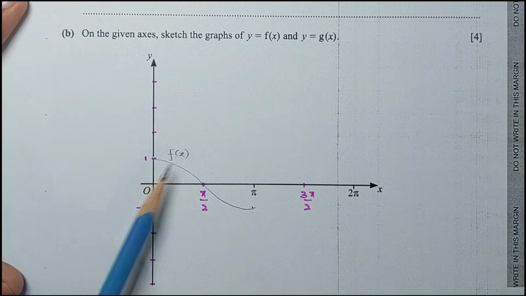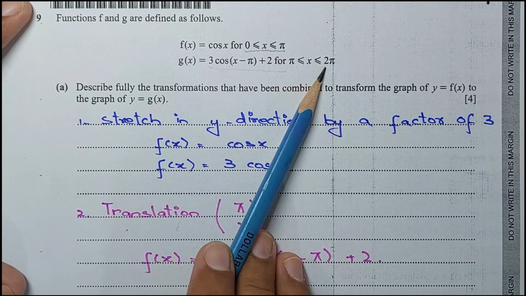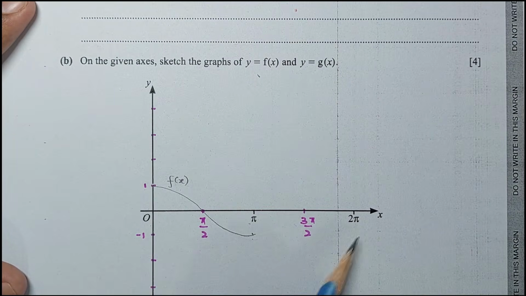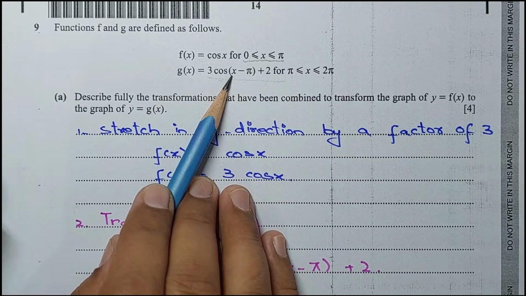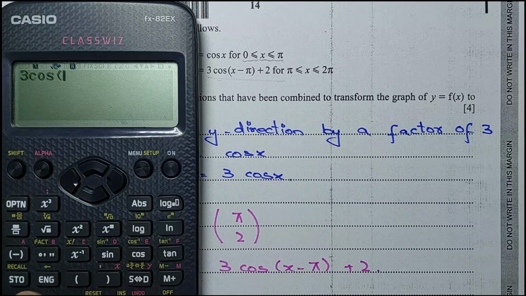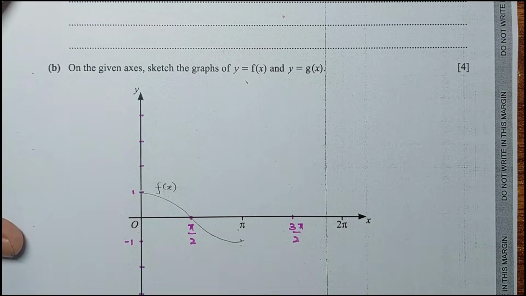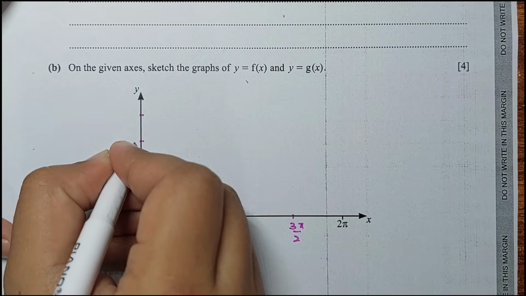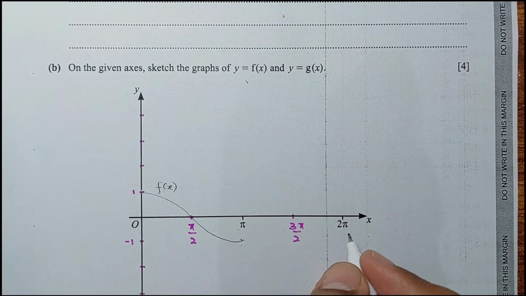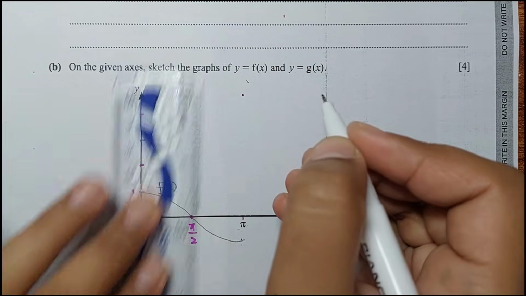Now for f of x, it is from 0 to pi. And look at the g of x. G of x is from pi to 2 pi. Okay, starting from pi till 2 pi. So when you substitute pi over here, let me write down this equation: 3 cos(pi - pi) + 2. It's 5. Okay, so at pi, the value is 5. So here we have 1, 2, 3, 4, and somewhere over at the top, it's 5.